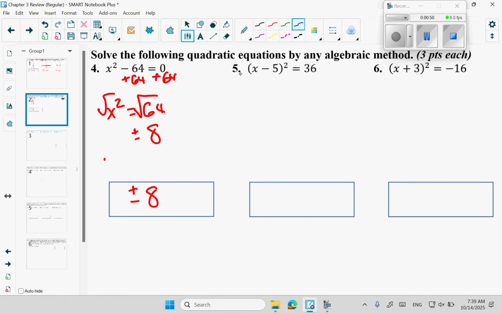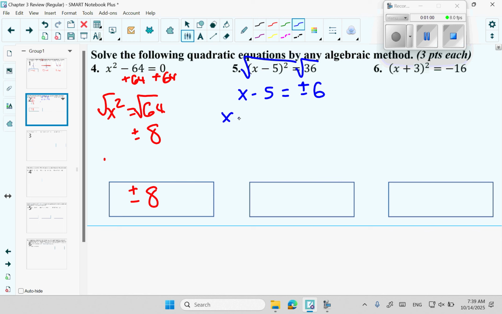Number 5, we can square root. Square root of 36 is plus and minus 6, so we get x minus 5 equals that. But we have to break that apart into 2 separate problems and solve them separately. The nice thing is solving them is the same step for both. I'm just going to add 5 to both sides.